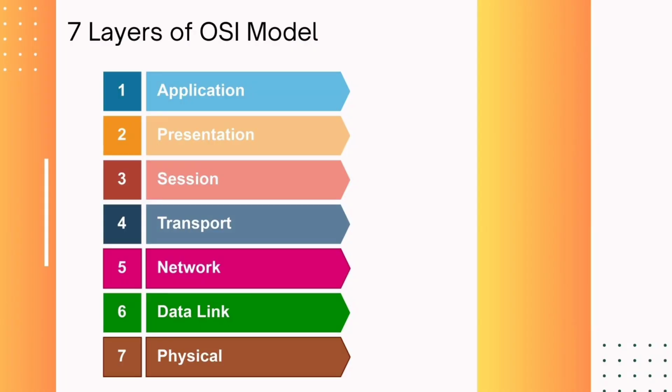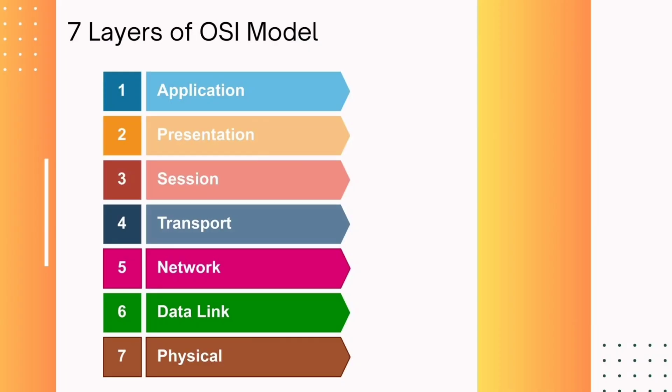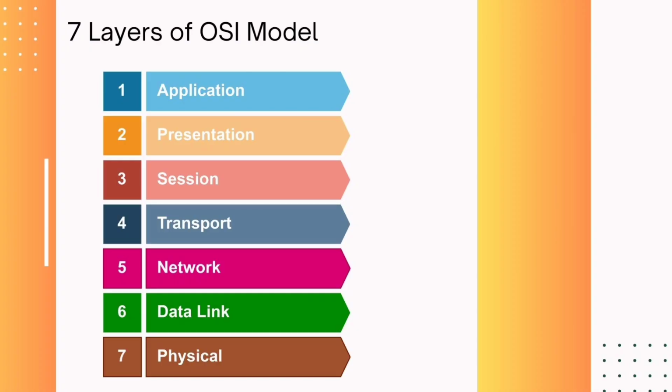The 7 layers of the OSI model are the physical layer, data link layer, network layer, transport layer, session layer, presentation layer, and application layer. We will cover all of these in great detail, but first look at the basic categorization of the OSI model.